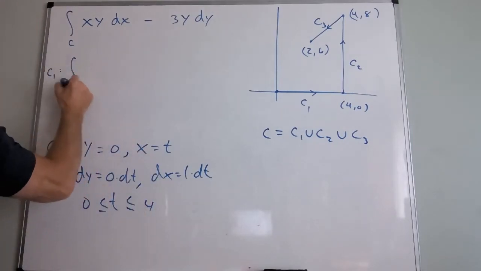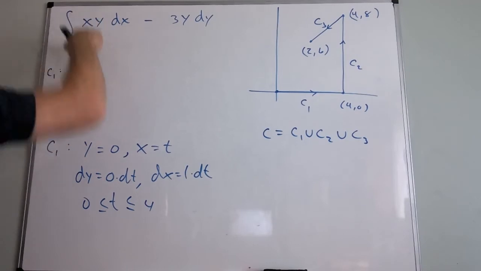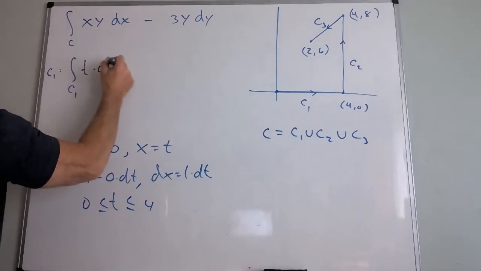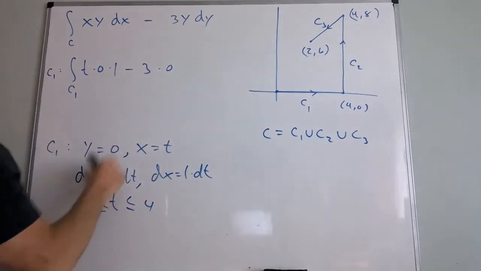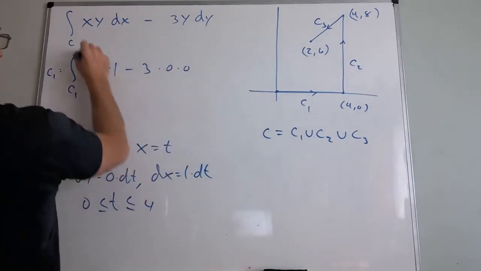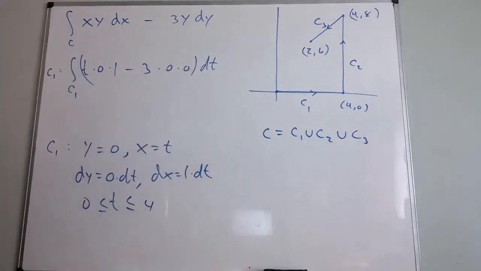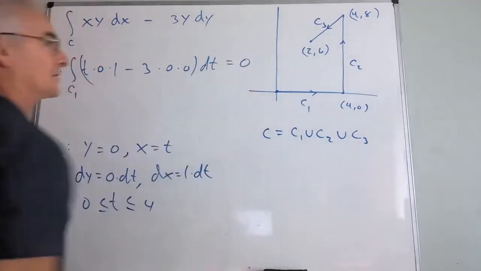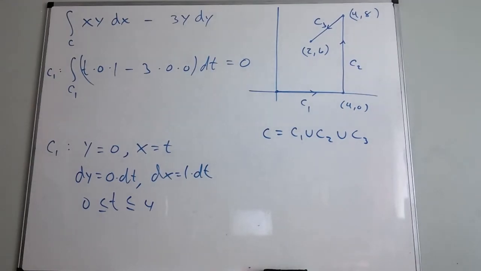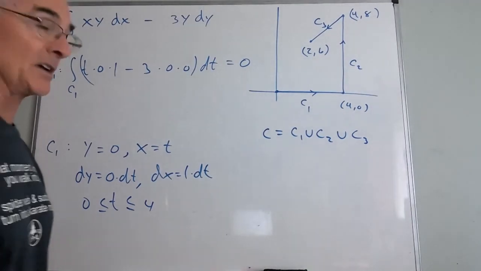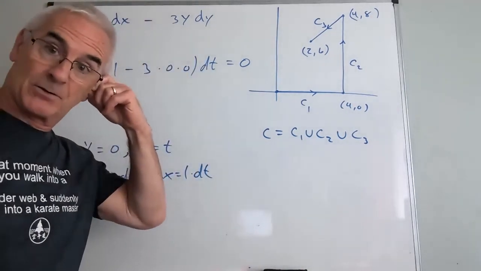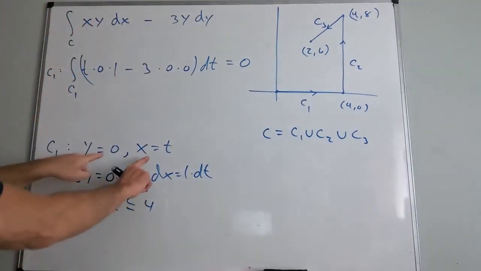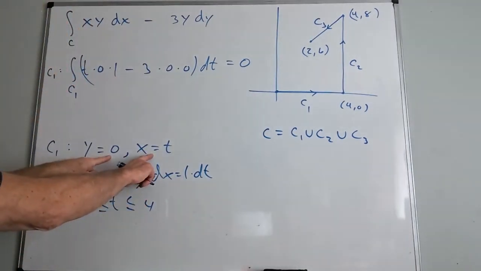So along C1, I'd have t times 0 times 1 dt minus 3 times 0 times 0 dt, an extra 0, if you will, dt. And this integral clearly is going to equal 0. That one wasn't very exciting, but it was 0. It wasn't 0 because of my path. It was 0 because of my integrand. The path can't make it be 0, only the integrand can. So along C1, this was the only parameterization that made any sense.